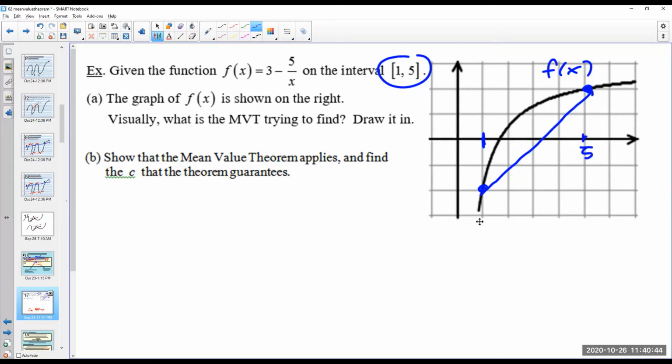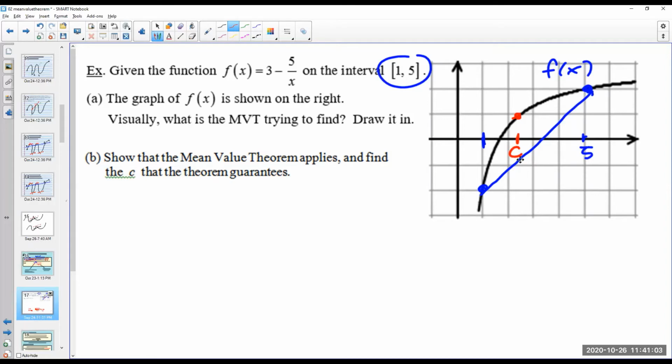So go ahead and take your tangent line, run it between 1 and 5, and go find that dot. Go find where that dot is. You guys go try to find it. We're going to try to do it visually. And wherever that dot is, label it C. That x value, C, is what we're trying to find.